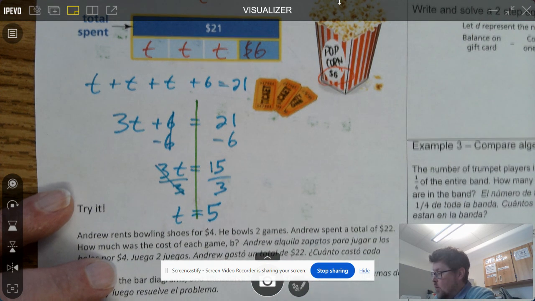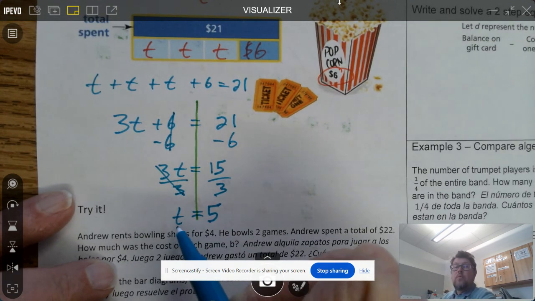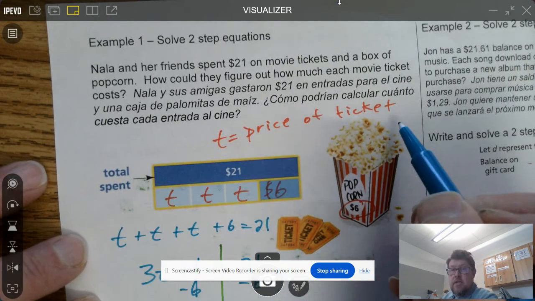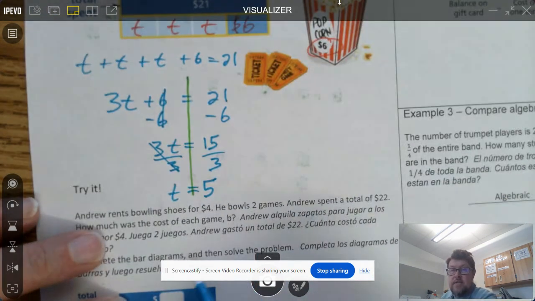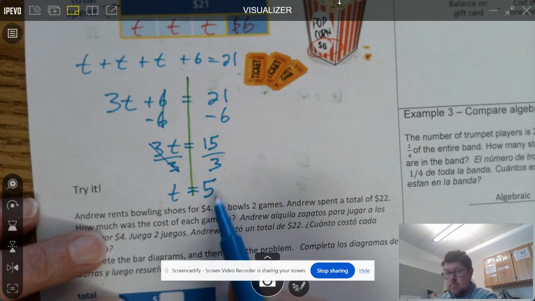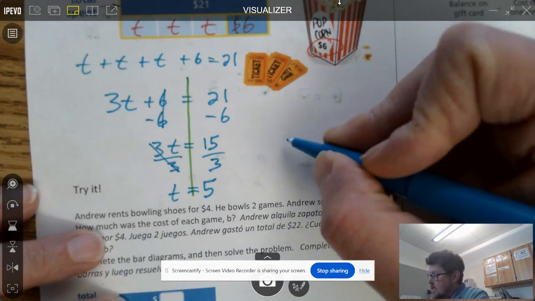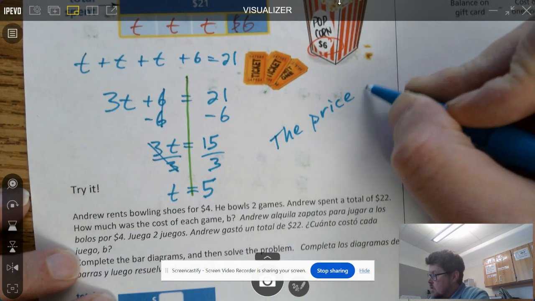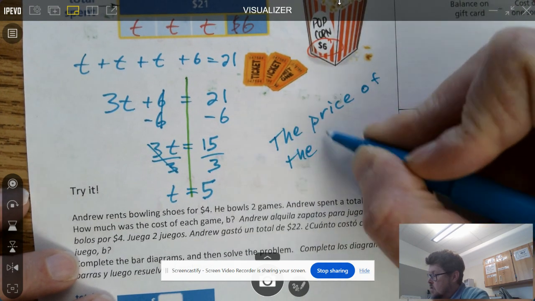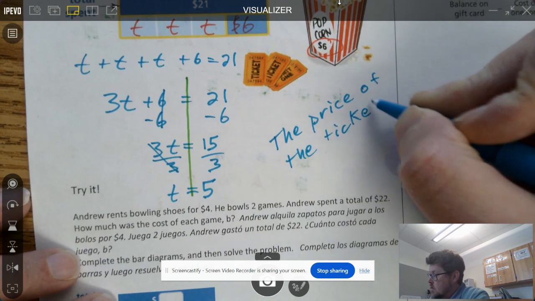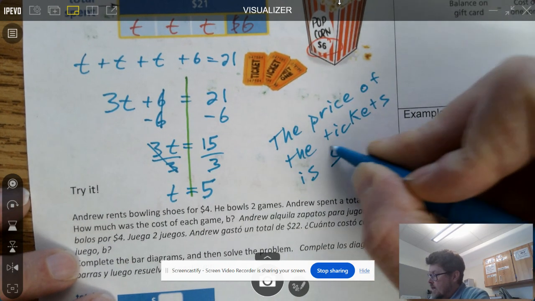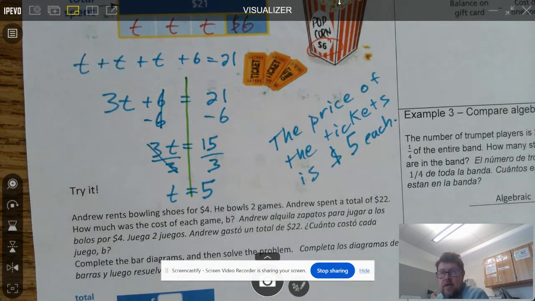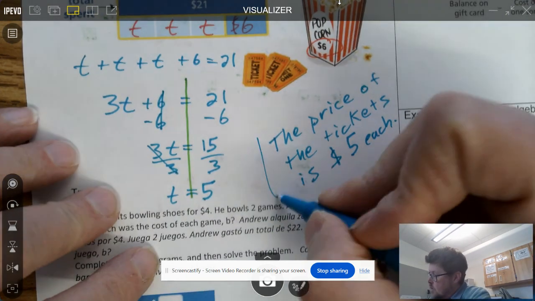Now we refer back to when we defined our variables: t is equal to the price of each ticket. So that means that the price of a ticket is $5. So we would summarize this by saying the price of the tickets is $5 each, or each ticket costs $5. Either way works for that.